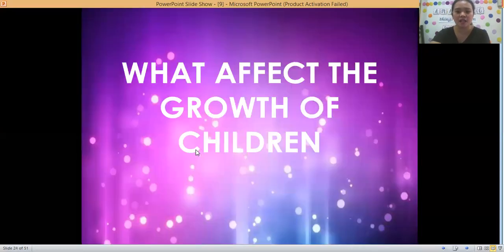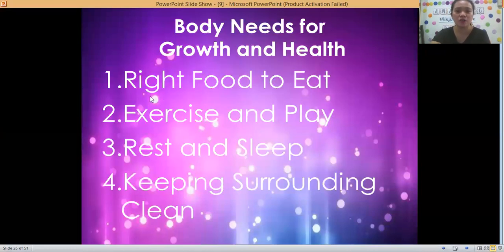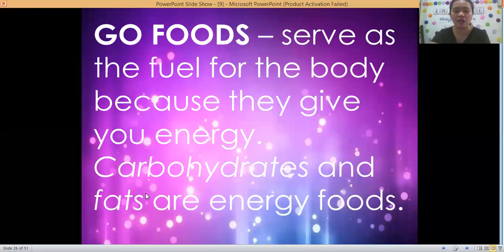Next, what are the factors that affect the growth of children? Your body needs these for growth and health: the right food to eat, exercise and play, rest and sleep, and keeping your surroundings clean. Now let's talk first about the food.